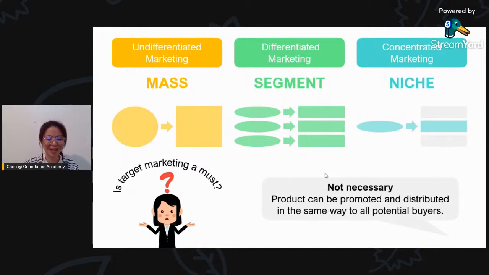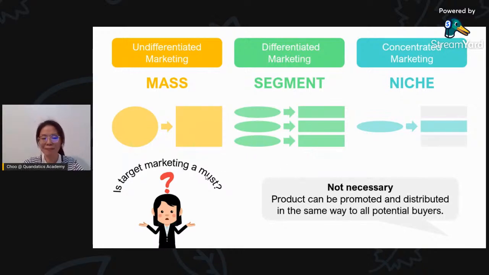Okay, we have some answers here. Let me look at the comments. We have someone saying niche, someone saying mass. So perhaps let me do some quick explanation about niche and mass. It seems that everyone is very clear about segment marketing, right? All right.